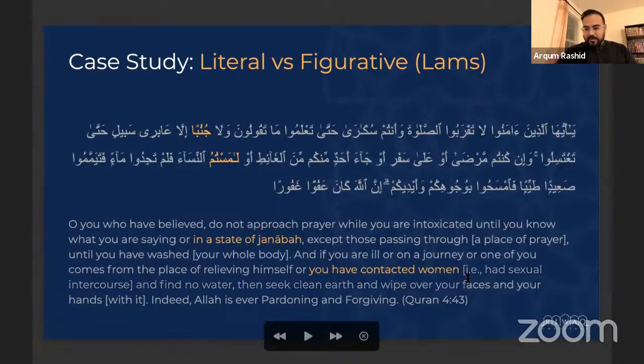Just interesting here, this is the part that I cut out in the previous translation, i.e. had sexual intercourse. So this is the Sahih International Translation. It seems like they mentioned the Hanafi opinion here for the interpretation, right? So the interpretation, la mastum, doesn't automatically mean this, but they give this as an example. So not necessarily promoting one opinion or another, but they're mentioning this understanding to clarify it to the reader.